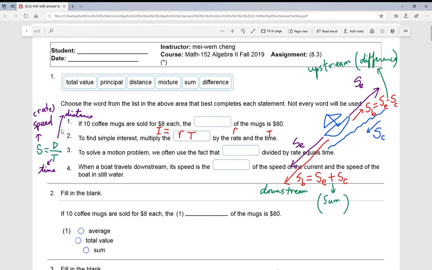Now 8.3. 8.3 basically are the word problems. Now our real chapter test, we have many word problems because this is the state required section. So if you take Algebra 2, you need to learn how to solve for the word problems. Now this section shows you basically 7 different types of the word problems. But here question 1 mentions 4 different types of the word problems. We need to really go over.